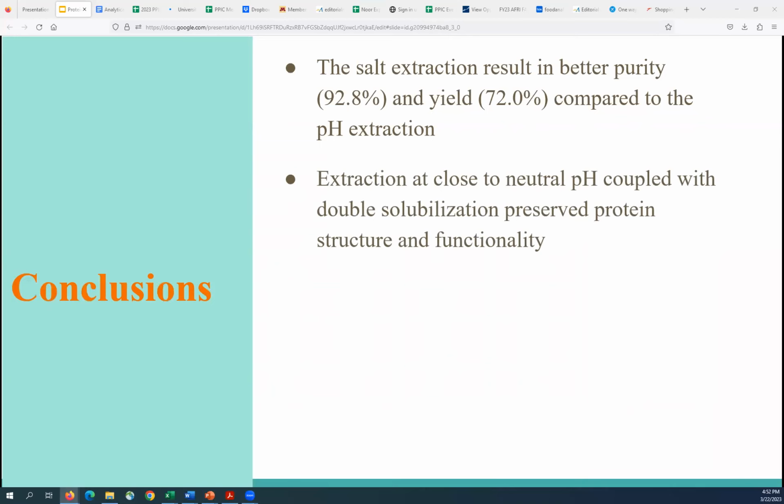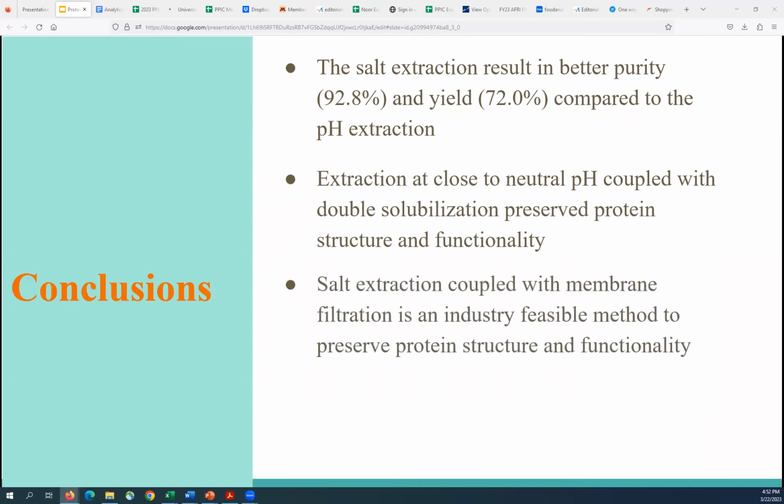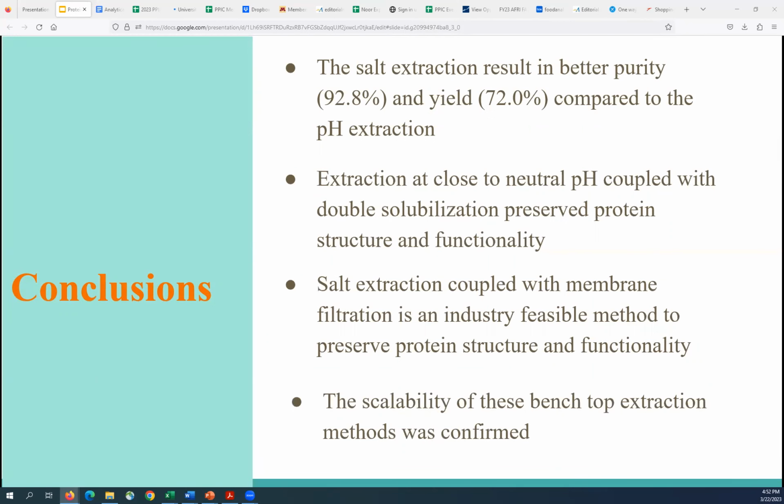This paper also found that extraction at close to neutral pH coupled with double solubilization is feasible, and it can result in good protein with preserved structure and functionality. This paper also found that salt extraction coupled with membrane filtration is an industry feasible method. And again, it also preserves the protein functionality and structure. And then finally, we didn't cover this in this presentation, but the scalability of these extraction methods was observed and confirmed. So that's going to help guide industry as we continue to make pea protein a more functional food ingredient.